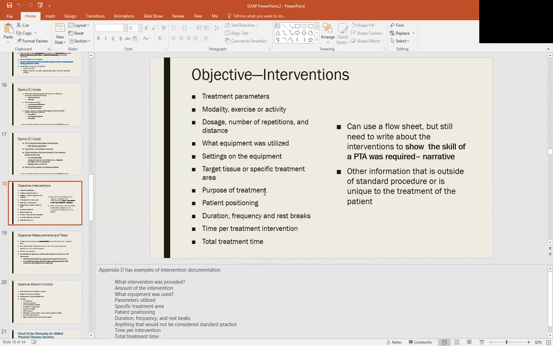Duration, frequency, and rest breaks. The time per treatment intervention, and then the total treatment time. We kind of started you guys on doing the time in, time out. That is something we're definitely going to hit a lot more.